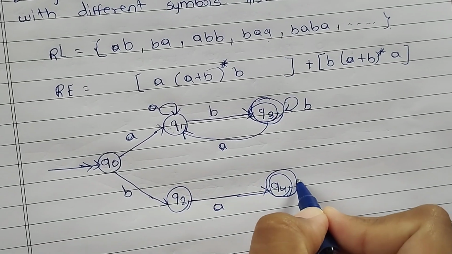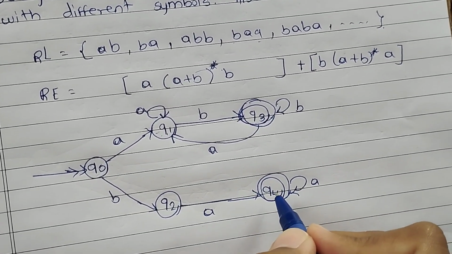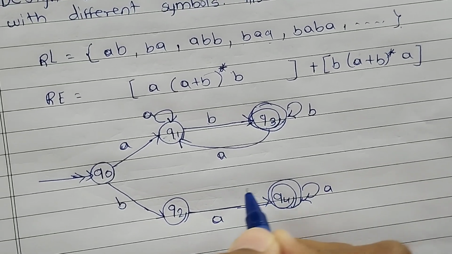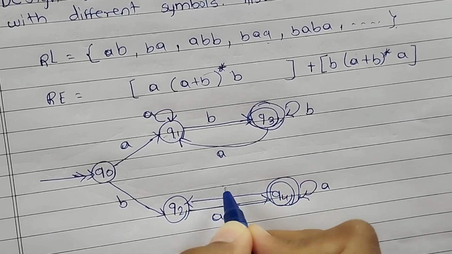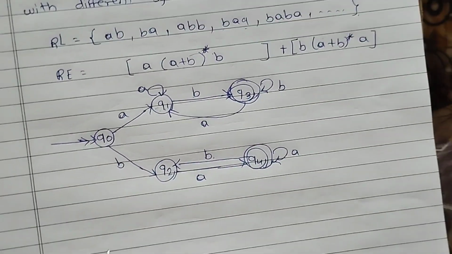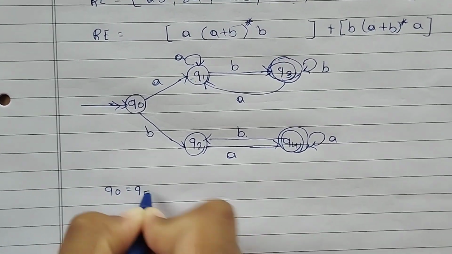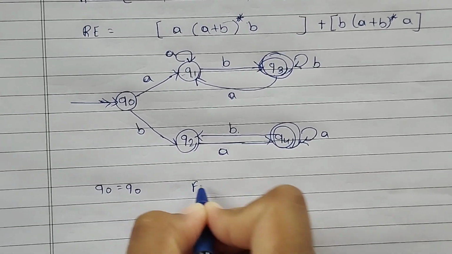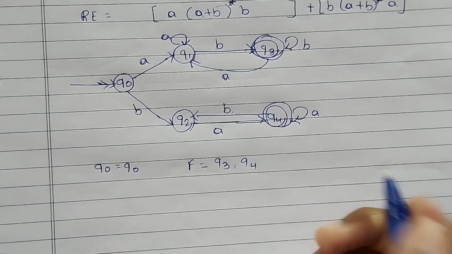Now the same here. If any A comes, it is read by Q4 itself, and if any B comes, it is transferred to Q2. So here is the B. Now quickly we write: our initial state is Q0 itself, and the final states are Q3 and Q4.